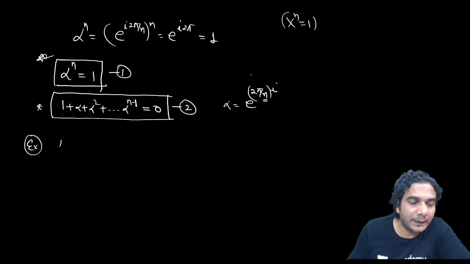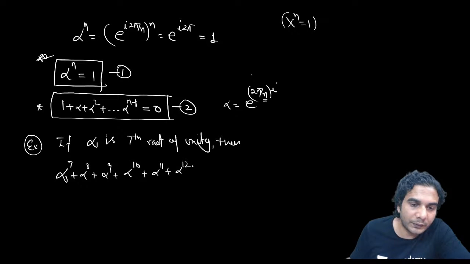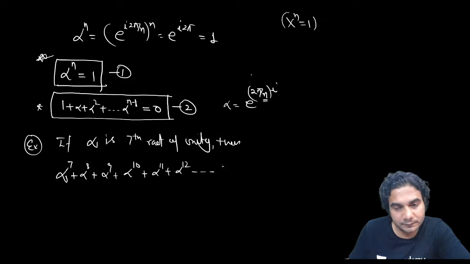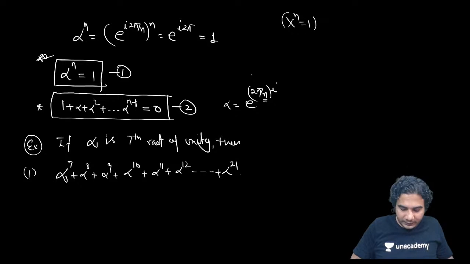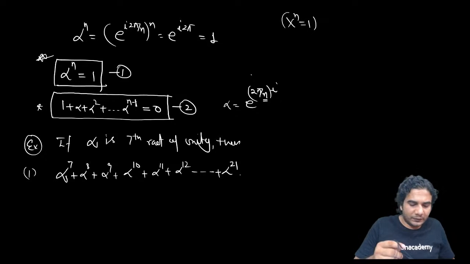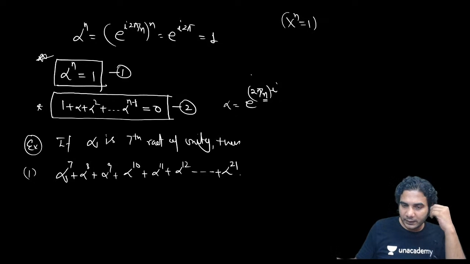Now let's do one example. If alpha is the 7th root of unity, then find the value of alpha raised to 7 plus alpha raised to 8 plus alpha raised to 9 plus alpha raised to 10 plus alpha raised to 11 plus alpha raised to 12, and so on, up to alpha raised to 21. Think about it, solve it, then I'll discuss with you. It's very simple. Alpha is the 7th complex root of unity, other than 1. Alpha is not 1, that you should write.